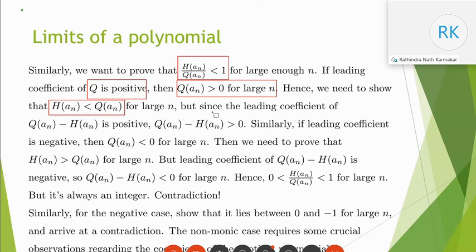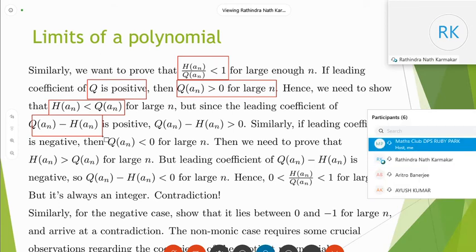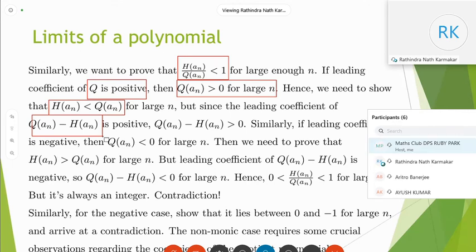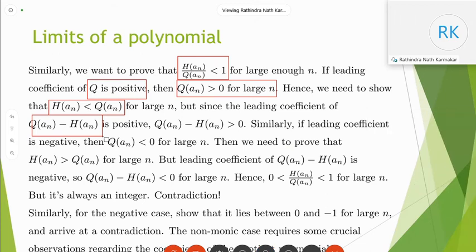But since the leading coefficient of q of n minus h of n is positive, that means q of n is greater than h of n for large n. Now, why is the leading coefficient of q of n minus h of n positive? That is because the degree of h is less than the degree of q. So the leading coefficient of q minus h is the same as the leading coefficient of q. That is positive. That is our case 1. So q of n minus h of n also has positive leading coefficient. That means for large enough n, we can make q of n minus h of n positive.